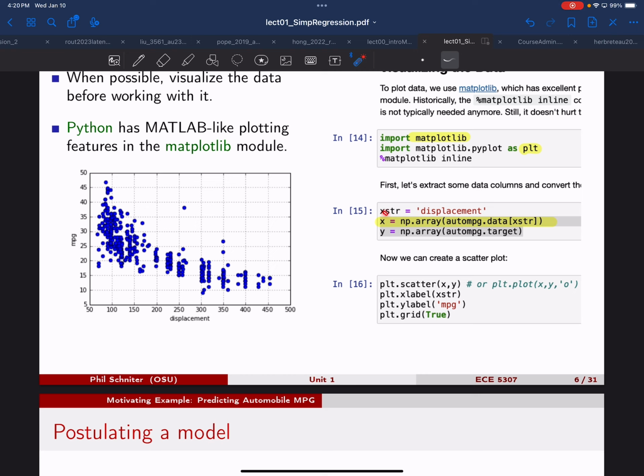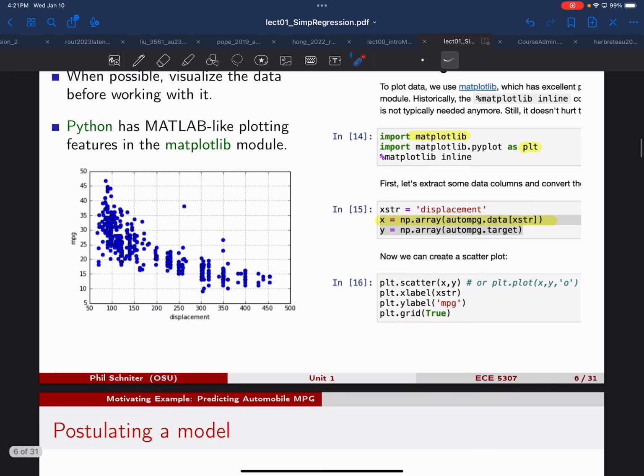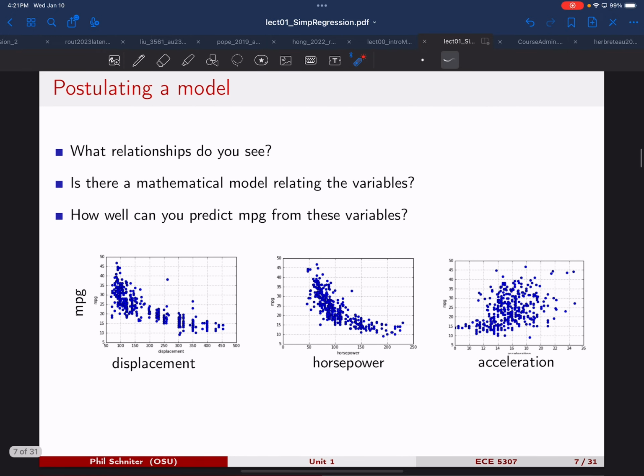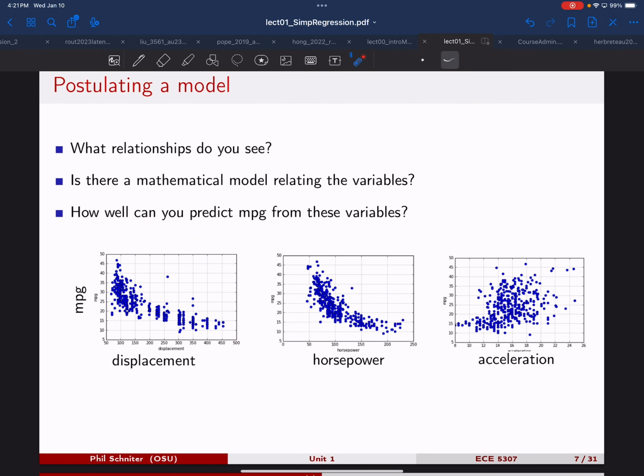So now X is a NumPy array containing the displacement numbers for our data set, and Y is a NumPy array containing the targets. And now we can just use the scatter plot command to make this nice plot, which shows the overall trend between miles per gallon and displacement. And we can decorate the plot with a y label and grid and so on, very similar to how you do it in MATLAB. So this is what we have if we do displacement. This is the same plot, and we can also do this with horsepower, and we can do this with acceleration.